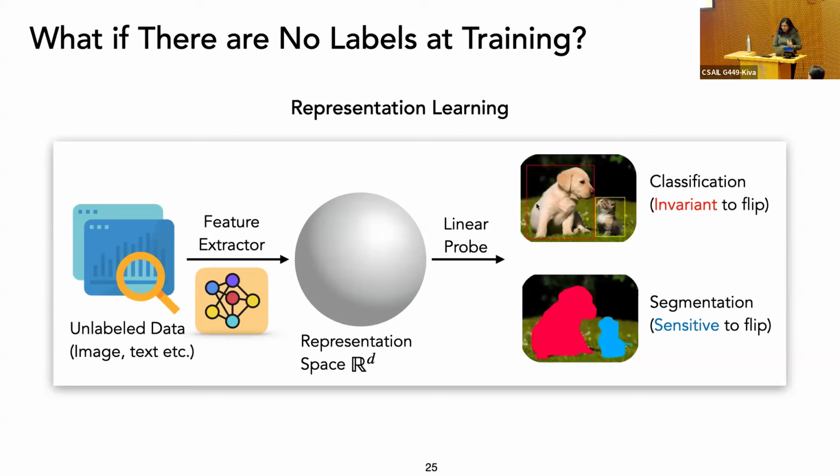Then your labels in the current input do not change even if you flip the image. But what if your downstream task of interest is segmentation? Then your segmentation mask also flips with flipping the image. So how do you learn this general representation which contains these task-specific priors, and how can you adapt to these task-specific priors at hand?